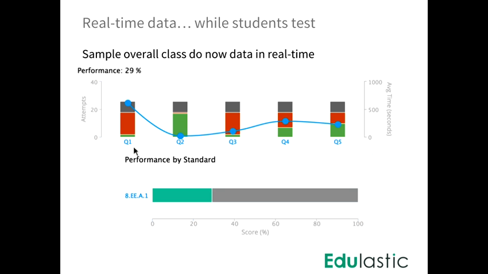And then it looks like question 2, within seconds, the students got it, which is great information for me. And then you can see that question 3, the students didn't spend that much time on it, and they got it wrong, and so on and so forth. And then the overall performance by the standard was almost 30% overall.